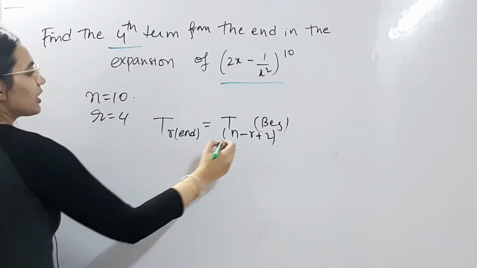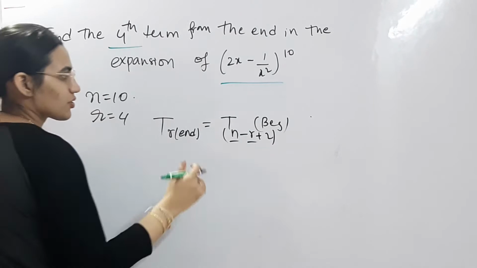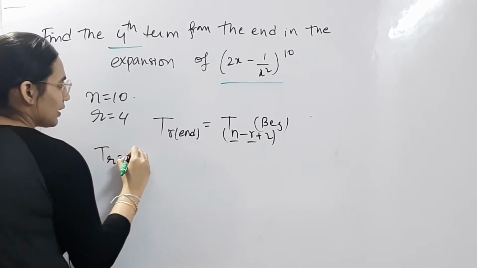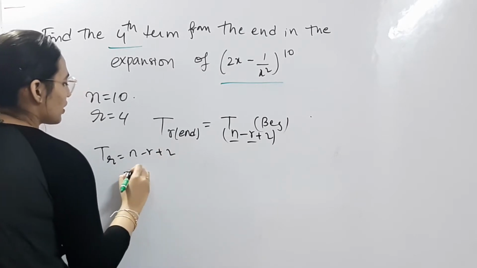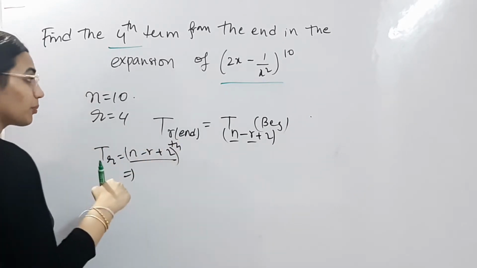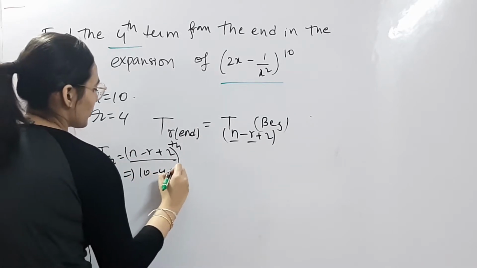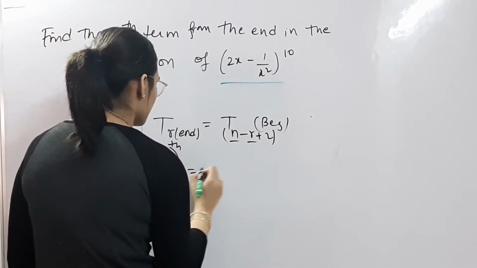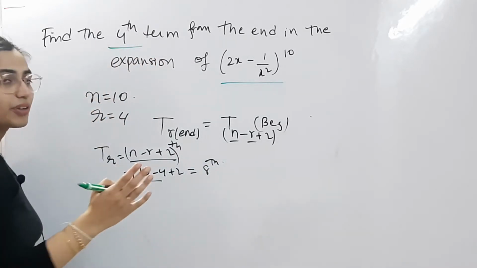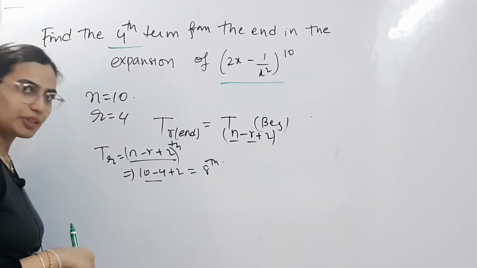Right. So let's substitute n and r here. So what do you get here? n minus r plus 2. So what is the (n minus r plus 2)th term from the beginning? n is 10, r is 4, plus 2. So how much do we get? 6 plus 2, the 8th term from the beginning. That is, the 4th term from the end is equal to the 8th term from the beginning.